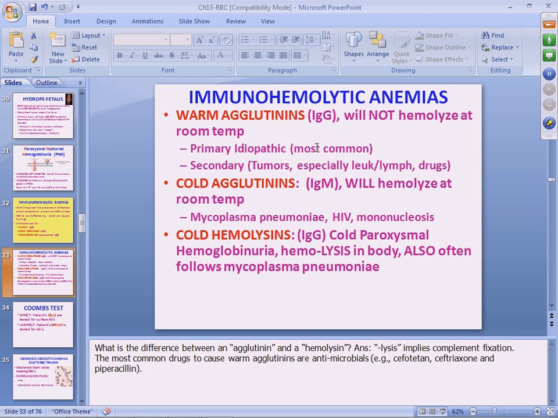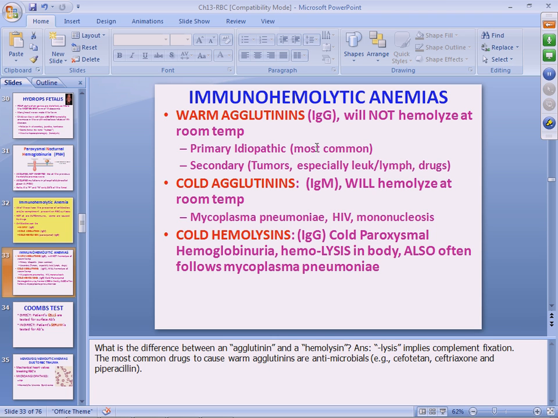But now, let's say that they lyse at room temperature. They don't just agglutinate. Well, that's a situation in which you have IgM fixing complement, and that occurs often in mycoplasma as well. Now think about it. If it's lysing, do you think that might result in hemoglobinuria?